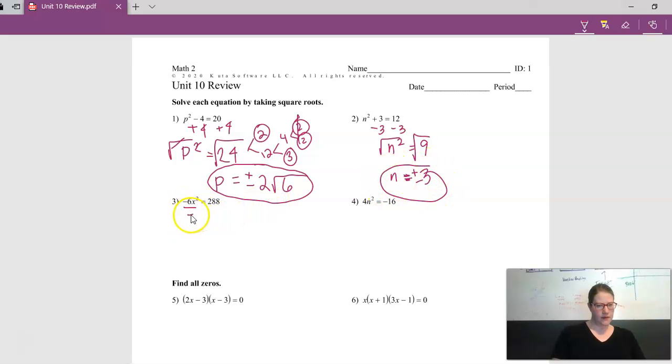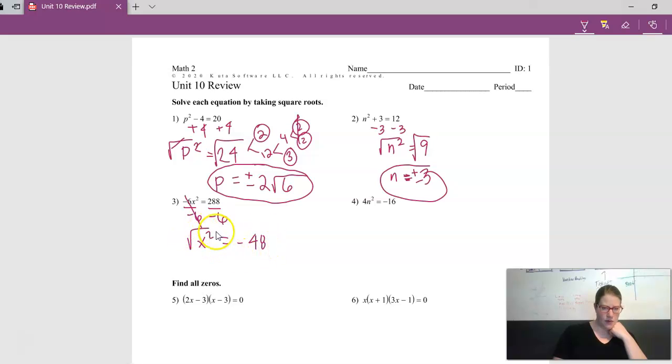On number 3, we're going to divide both sides by -6 because, again, we're trying to get x squared all by itself on this side. So we're going to get rid of times -6 by dividing by -6. 288 divided by 6. Let me grab my calculator here. 288 divided by 6 is 48, so it's -48.